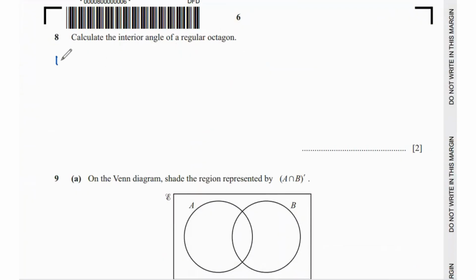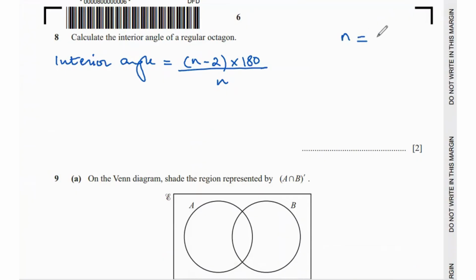Then calculate the interior angle of a regular octagon. For the interior angle, there's a formula, which is n minus 2 times 180 divided by n. An octagon has 8 sides. So 8 minus 2 times 180 divided by 8. So that's 6 times 180 divided by 8. That's going to be 135 degrees. So 135 is the interior angle of a regular octagon.